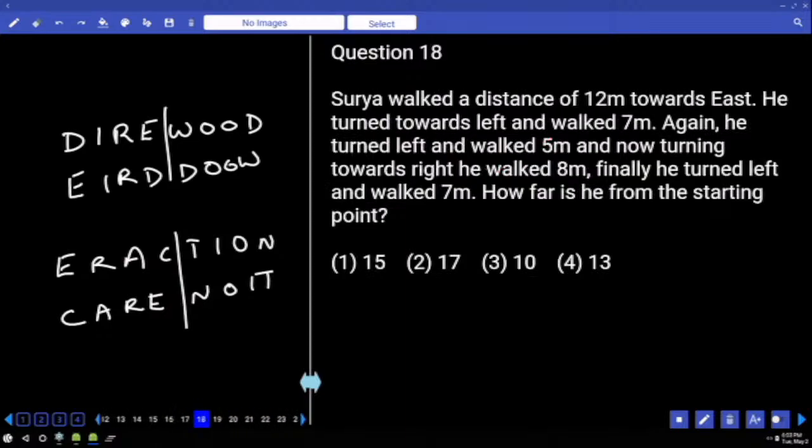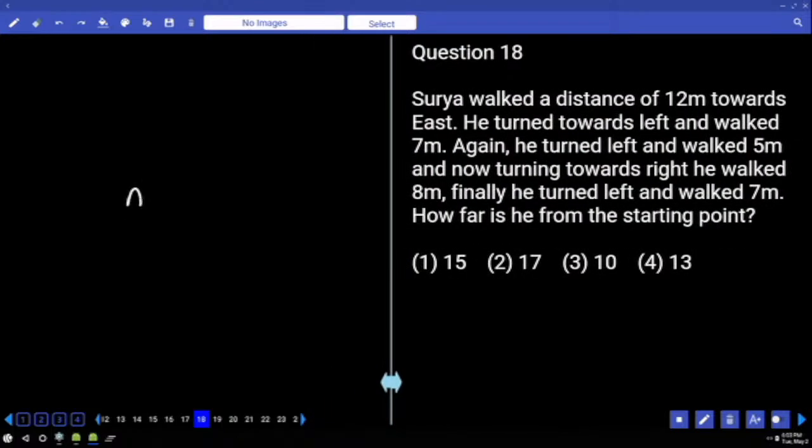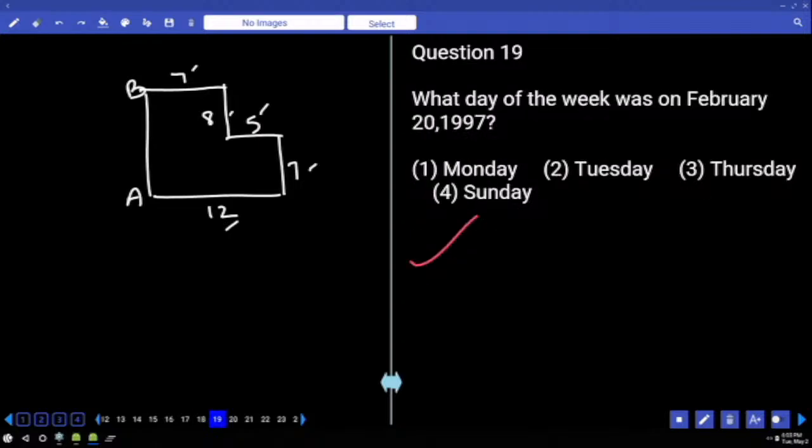And the 18th one. Surya walked a distance of 12 meters towards east. A is the starting point. From here he walks 12 meters towards east. Then he turned left and walked 7 meters. And again turned left and walked 5 meters. Now turning right, he walked for 8 meters. And finally turned left and walked for 7 meters. Horizontal 12 equals 5 plus 7, 12. A is the starting point, B is the final. Then how far is he from the starting point? What is the distance? 8 plus 7, 15. Choice 1, question number 18.